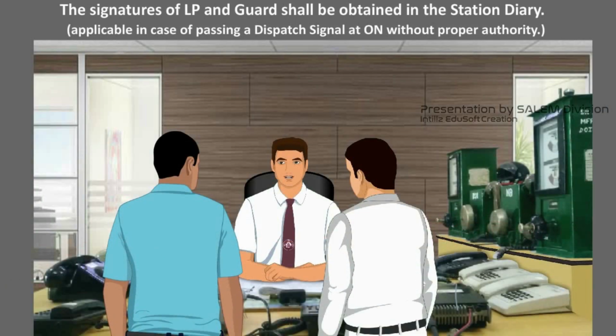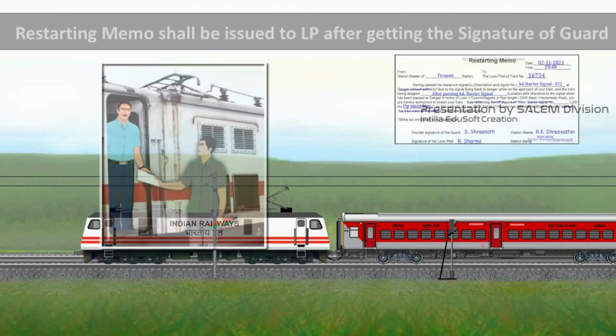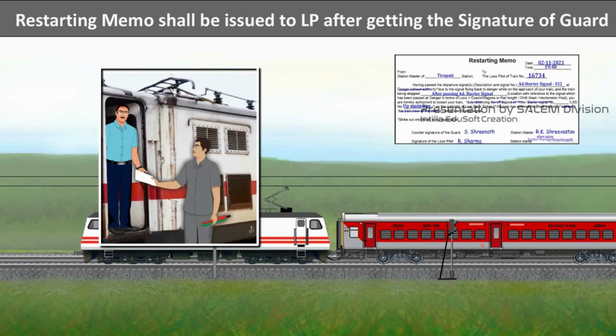The signature of locopilot and guard shall be obtained in the station diary. Restarting memo shall be issued to locopilot after getting signature of a guard. These are all the procedure adopted by station master when the receiving and dispatch signal flows back to on position.